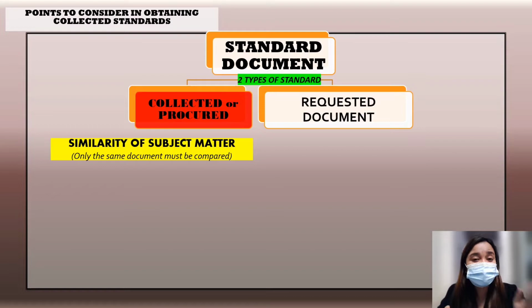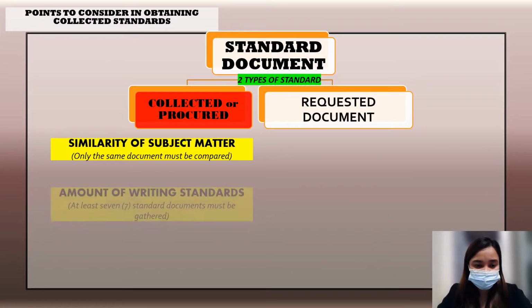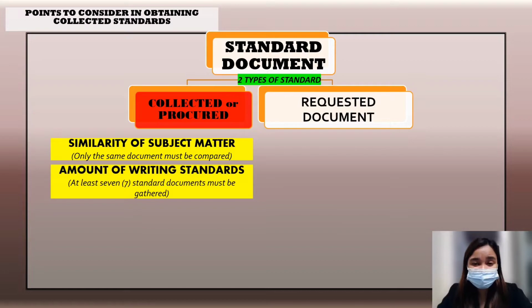Cursive writing versus cursive writing; if it's a signature, then find something that has a signature on it, okay? Next, amount of writing standards. You should know this, that there is no rule on how many types of documents you will gather, okay? But according to the experiences of a document examiner, make sure that you have enough.